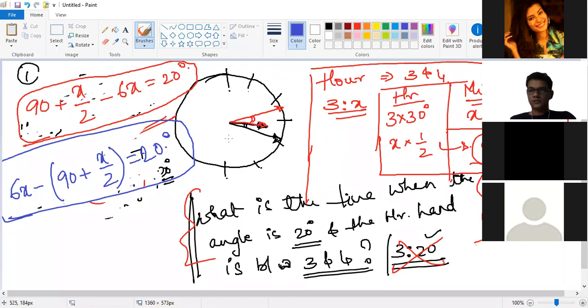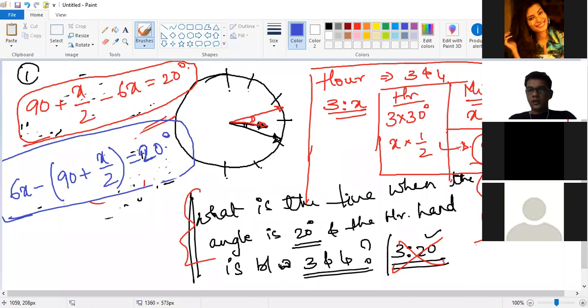Can I write this? Am I right or am I wrong here? I am actually right in this case, because how do we find angle? We find angle by taking the difference between the two hands. That's how we used to find angle.